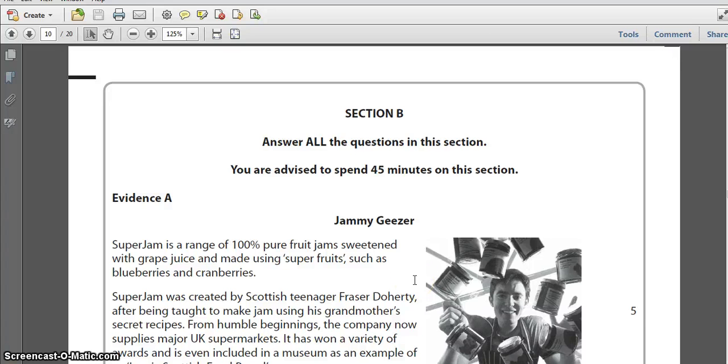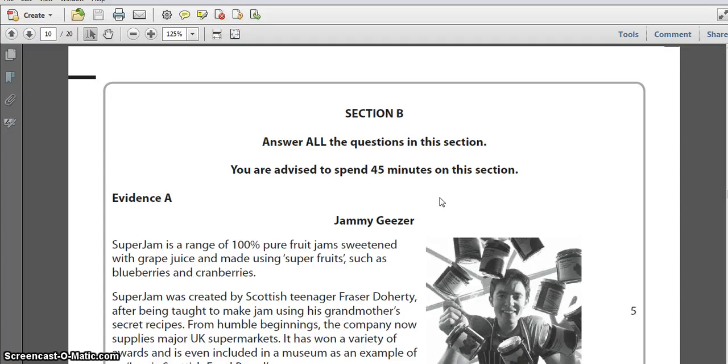This is part 2 of the June 2013 paper. So I've already covered the multiple choice section. Now I'm going to be talking about the second part, which is section B. As always, it says spend 45 minutes on this section.